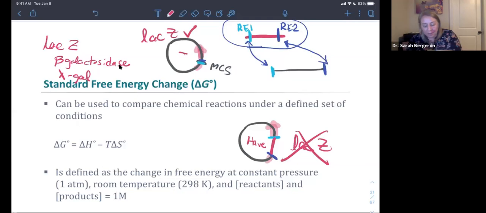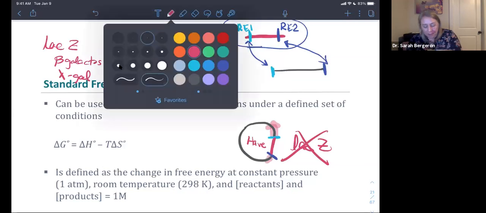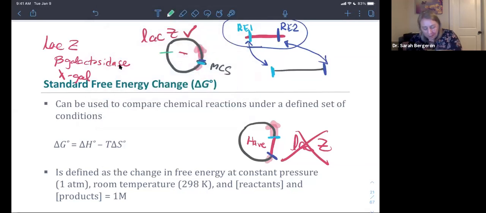Because if I have another gene on the plasmid, let's say AmpR, well, I'm going to have AmpR on both plasmids no matter what. So the colonies that grow on ampicillin plates have the vector, but now I need a differentiation. Is that vector a vector with an insert, or a vector without an insert?